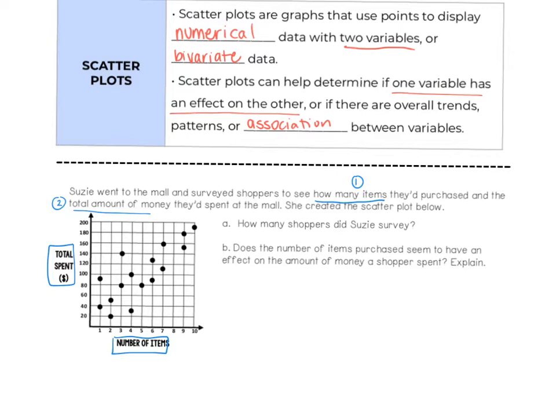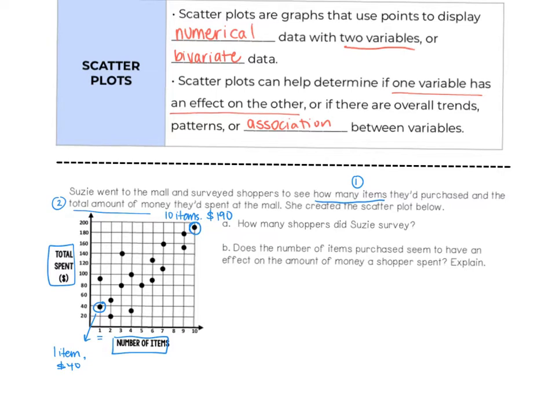So what's nice about a scatter plot is that one point tells you two different pieces of information. So let's look at this lowest one here. That point tells me that this person bought one item, because it's on that one X coordinate there, and then they spent $40. Whereas this top point here would tell us that they bought 10 items and spent a total of around $190. So with scatter plots, each point tells you two specific things, which is pretty nice.